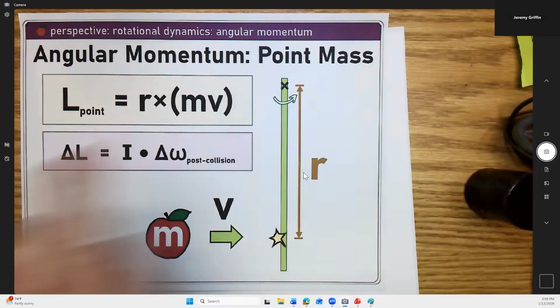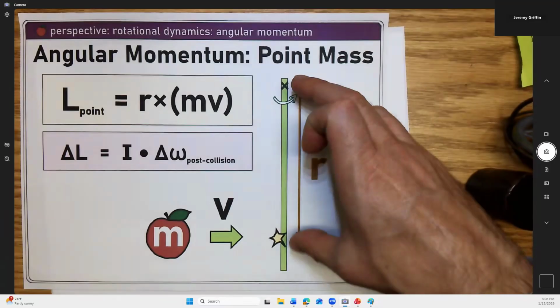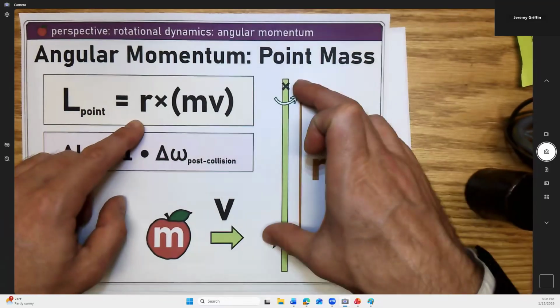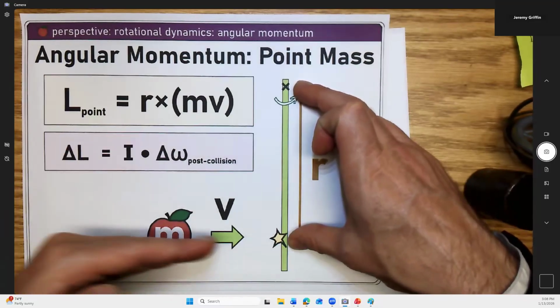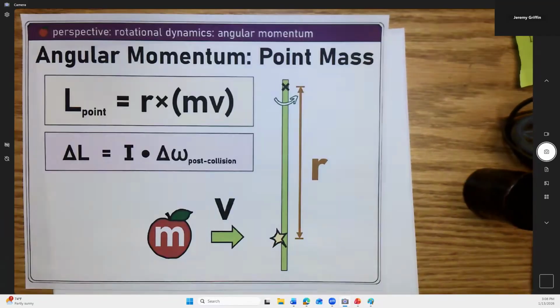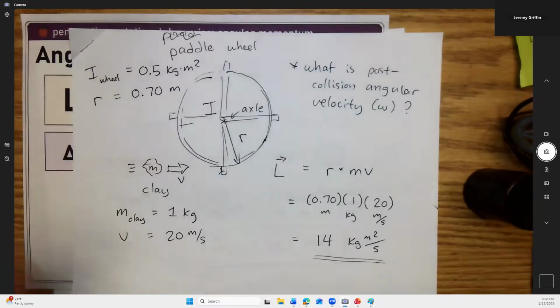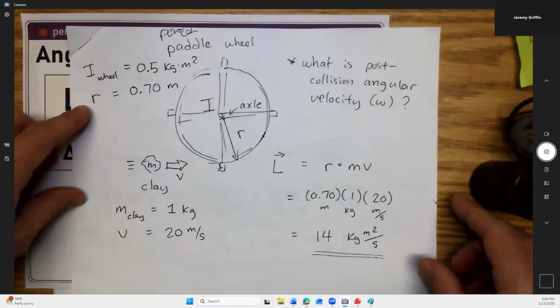and what's my mouse doing there? Get that out of the way. Take a cross product of this radial distance from the pivot point and the actual linear momentum of this blob of clay. It can tell you something about the angular momentum of the system. And I'll show you guys a little bit of math here. I just did this with AP, but I'll do a real fast version with you guys.